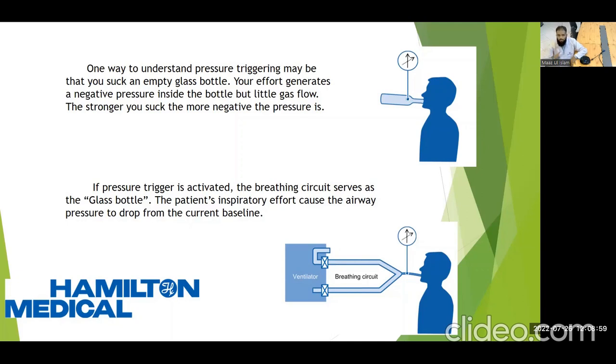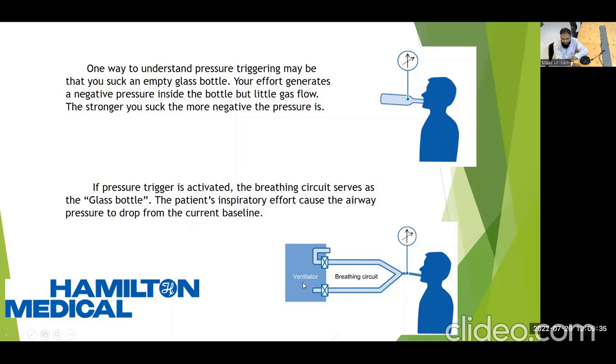One way to understand pressure triggering is to suck on an empty glass bottle. You take an empty glass bottle, put it at your mouth, and then suck on the bottle. A high negative pressure is generated in your bottle, but with little gas flow. The stronger you suck, the more negative the pressure is. It is the same in a ventilator.